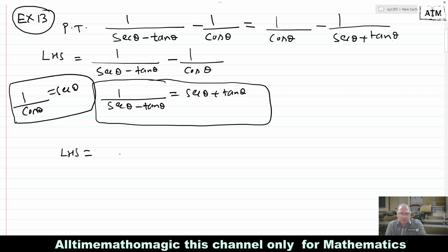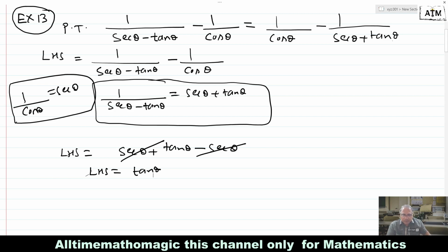So LHS equals, in place of 1 upon (sec theta minus tan theta), I can write sec theta plus tan theta, and 1 upon cos theta equals sec theta. This and this cut down. Therefore, the result of LHS equals tan theta.